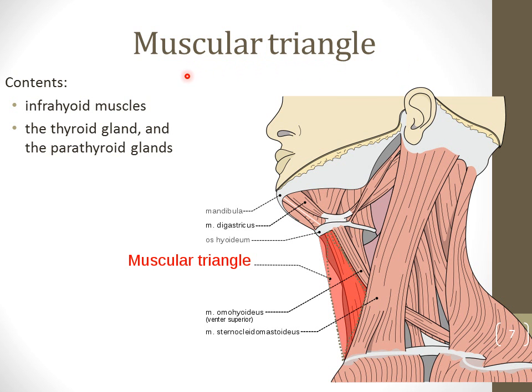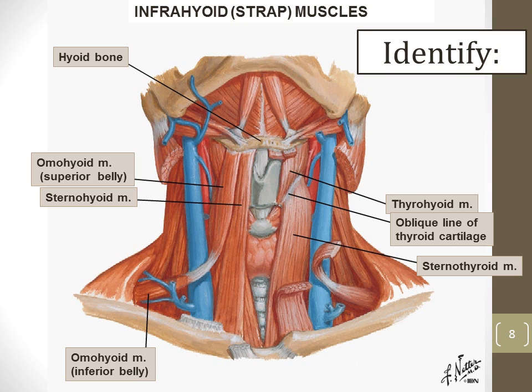So moving along, if we now move over to the muscular triangle, the first subdivision that we're going to be dealing with, its contents are the infrahyoid muscles, thyroid gland, and the parathyroid glands. Its borders or boundaries: superolateral is going to be the superior belly of the omohyoid. The medial boundary is going to be the median plane of the neck, and the inferolateral border is going to be the anterior border here of the sternocleidomastoid.